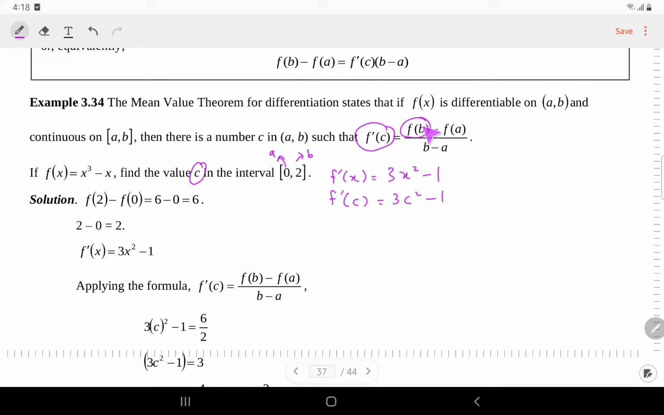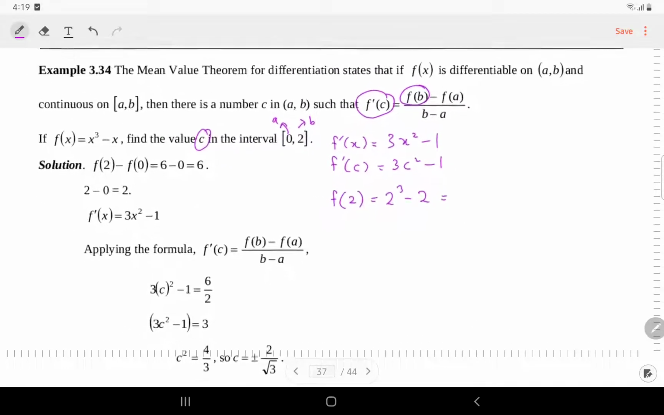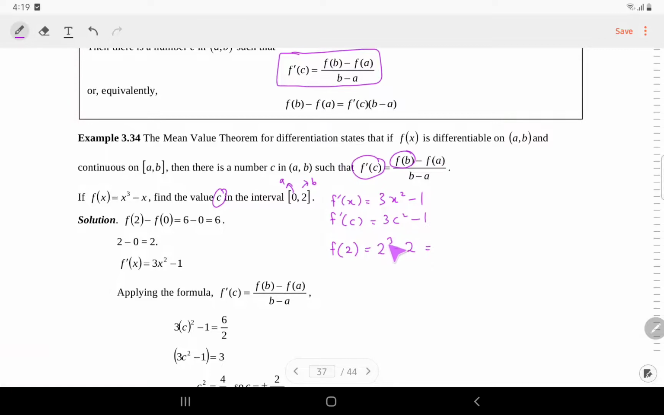So when we want to find fb, meaning that we need to find f2. Okay, because our b is equals 2. So f2 means we just insert the value of 2 into this function. Okay, 2 power of 3 minus 2. So 2 power of 3 minus 2 is equals 2 power of 3 is 8. 8 minus 2, 6. Okay, so kita dah cari fb.